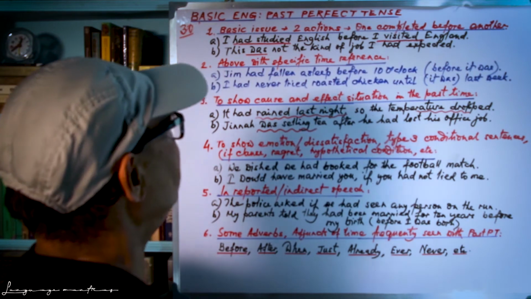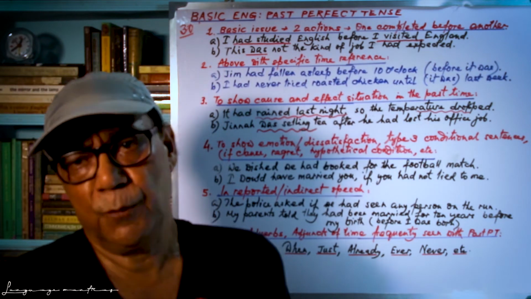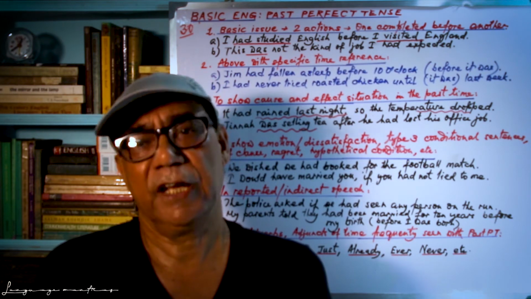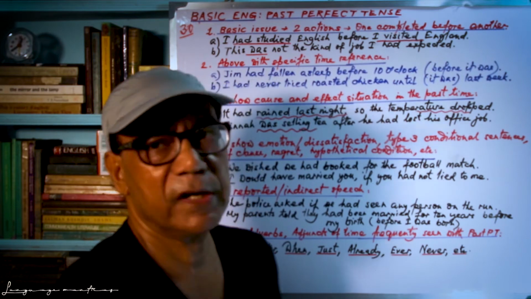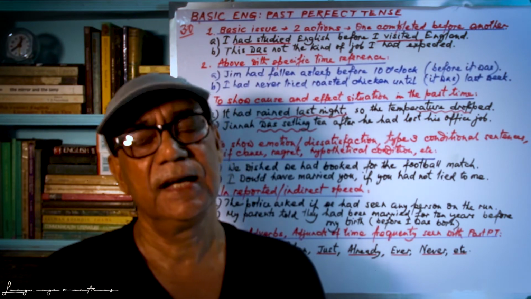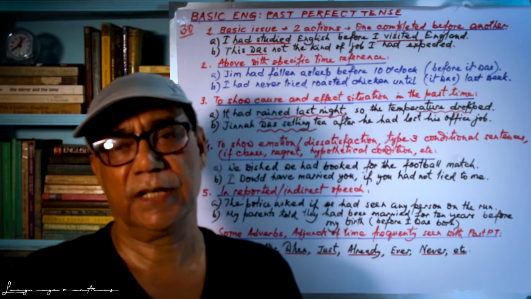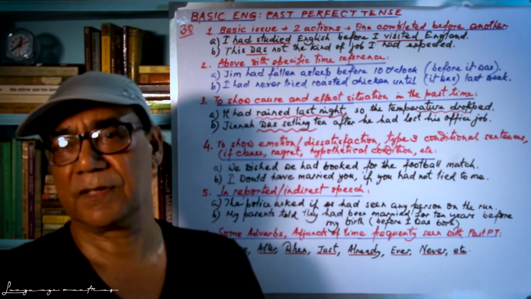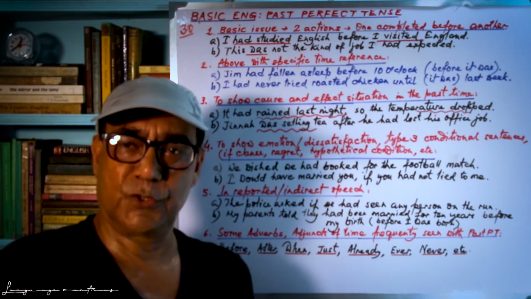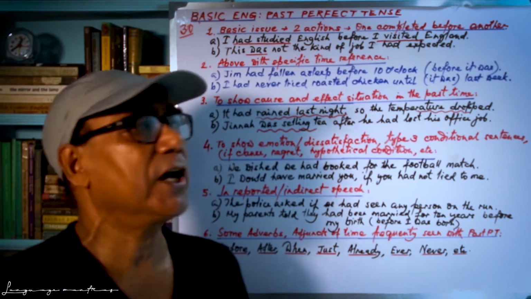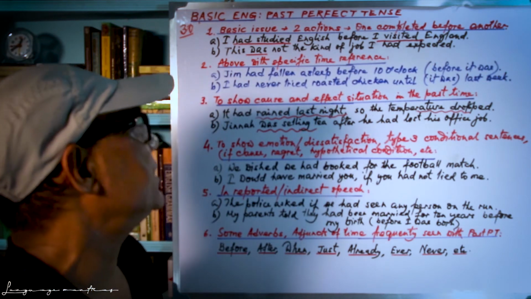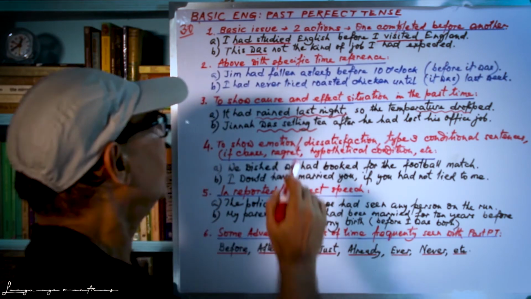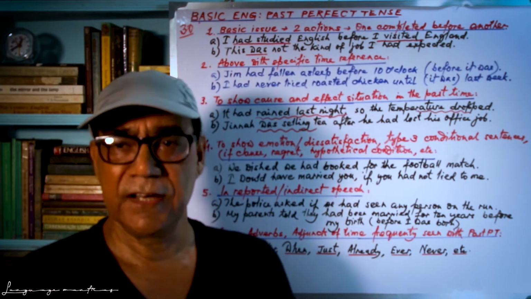Jim had fallen asleep before 10 o'clock. We can understand that before 10 o'clock is not a clause, but we understand it. It is very easy to understand that it should be before it was 10 o'clock. So two clauses are there, either stated or understood. Here it is understood. So first part, Jim had fallen asleep. He had fallen asleep before 10. So 10 is a reference to time. Number two, I had never tried roasted chicken until last week.